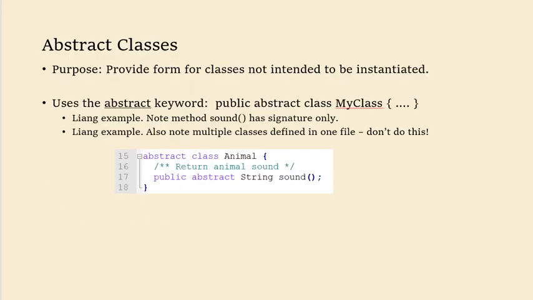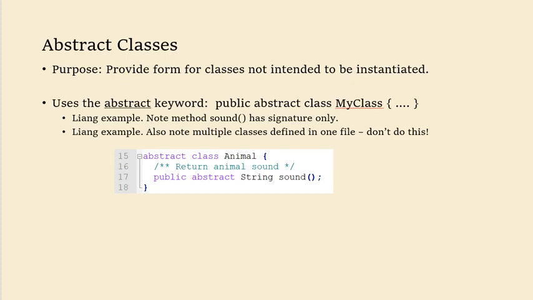Okay, an abstract class then. If you have an abstract method, you must put it in an abstract class. It's abstract because it's never going to be instantiated. You will never make an object of this class. The Liang example, this is one of them. And notice that you have an abstract class animal, and it only has one method, and that method is also abstract, so it's just the signature. There is no definition for that method.